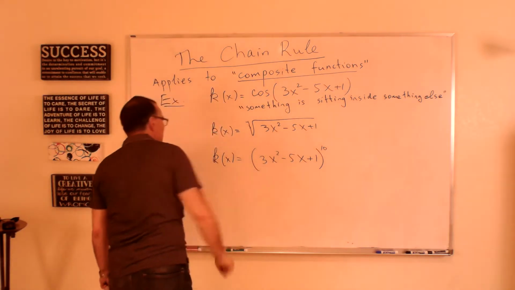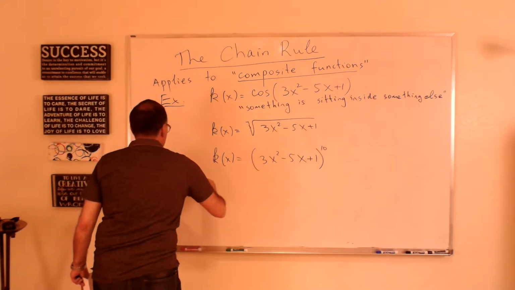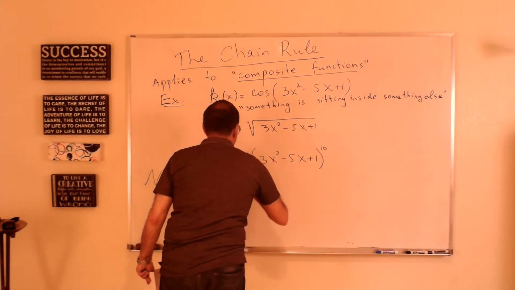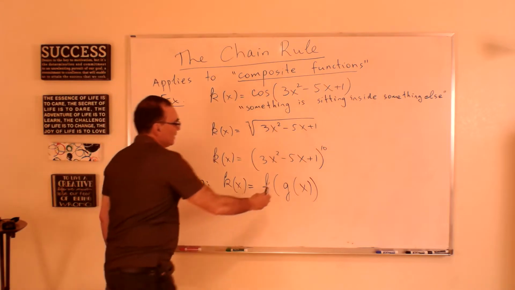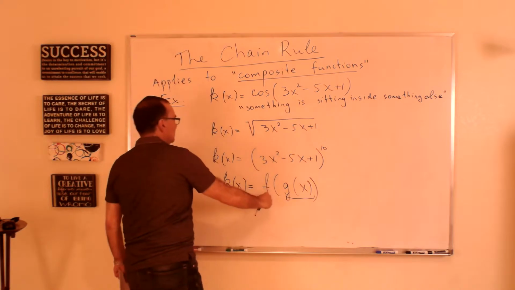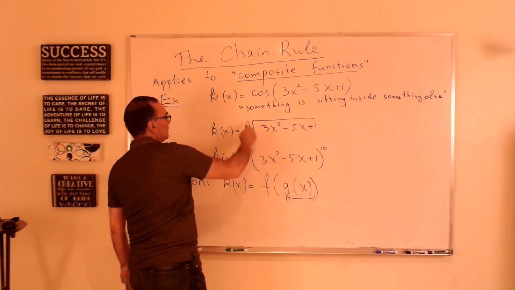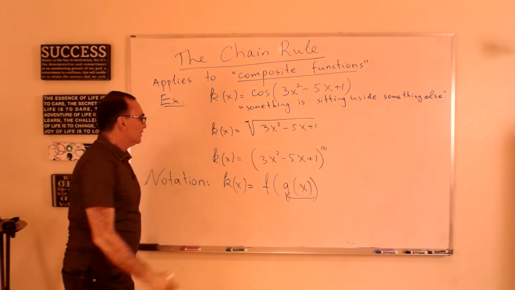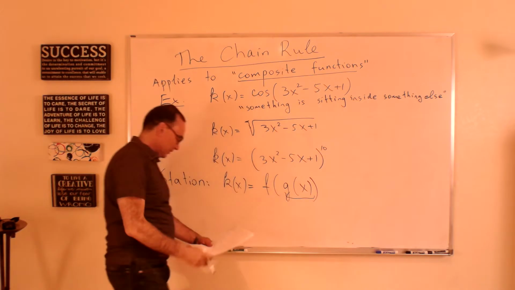First of all, there is a special notation for functions like this. The notation goes k of x equals f of g of x. So this notation represents the function that sits inside, which is g of x, this is the inside, and f is the one that sits on the outside. Like in the first example, f is cosine, in the second example, f is the square root, and in the third example, f is the 10th degree. And the interior function, the g of x, in all three examples is the same: 3x squared minus 5x plus 1.